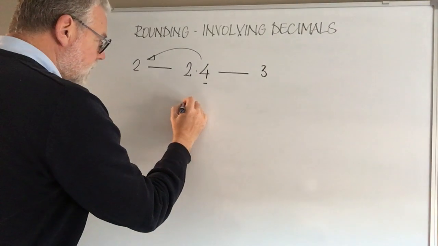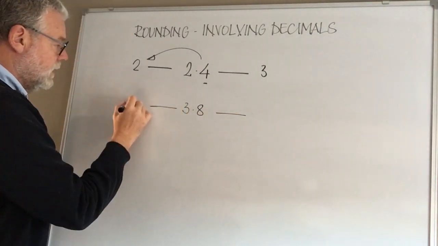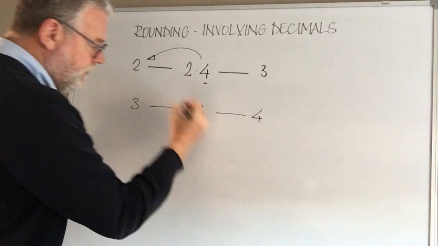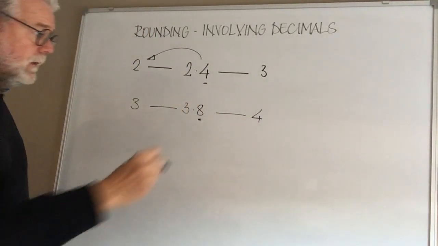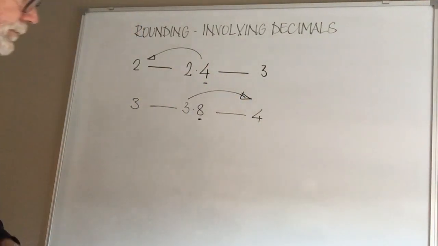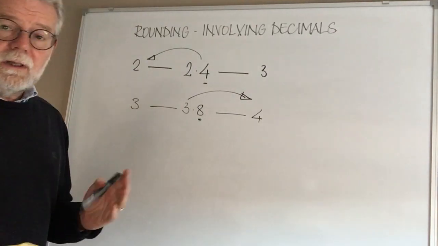If I had something like 3.8 rounded to the nearest whole number, our choices are going to be 3 or 4. This time, because it's above 5, you can see straight away that we would round up to the whole number, which would be 4. Right, okay, so that's rounding to the nearest whole number.